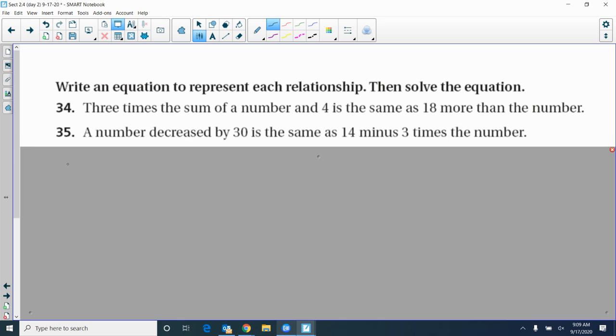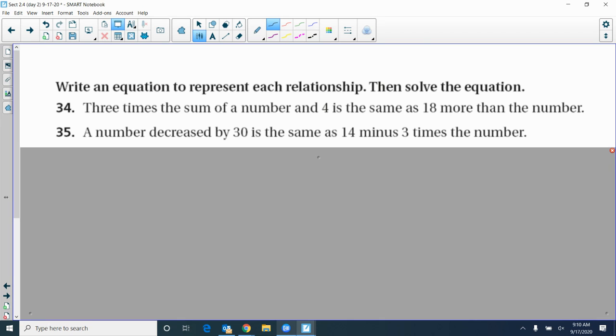All right, the next one. A number decreased by 30 is the same as 14 minus 3 times the number. All right, we just want to list the equation for this one.